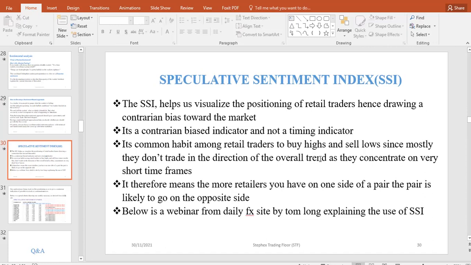If you can track how the retail traders have positioned themselves, then you can trade against them. This information is no longer a secret, it's already there. When you're talking about a contrarian bias, that means you do the opposite of what they are doing. Although we are retail traders, with account sizes of $20, $50, $100,000, that does not mean you can move the market.